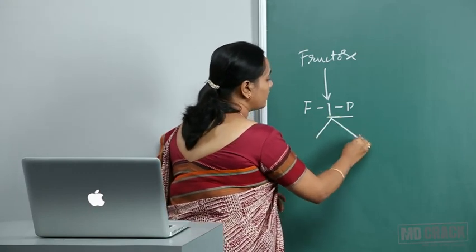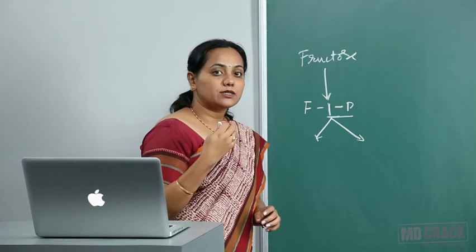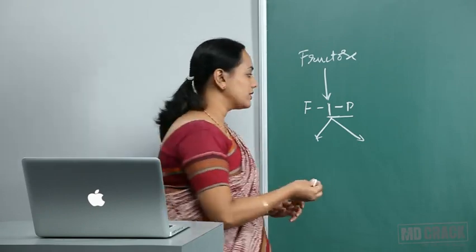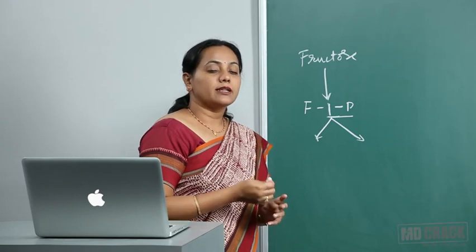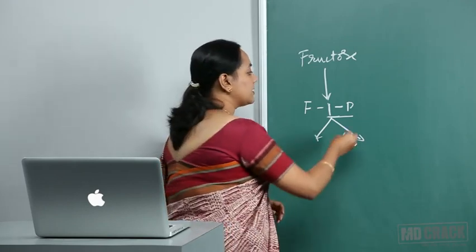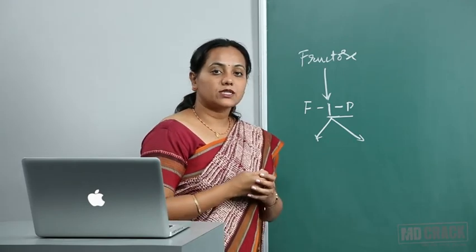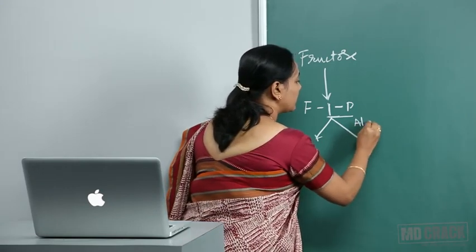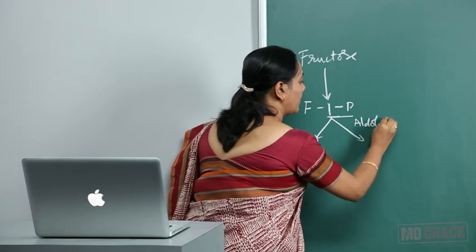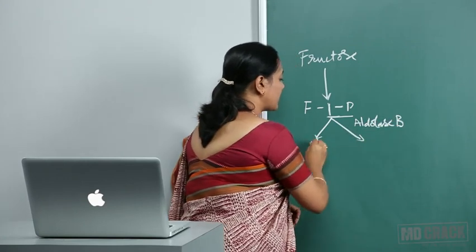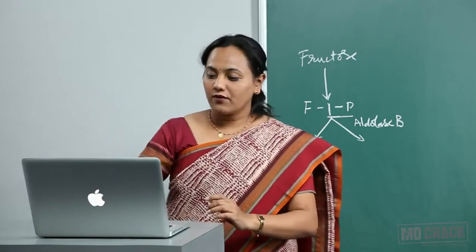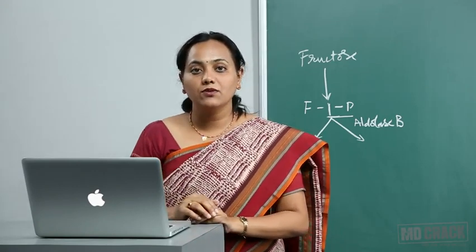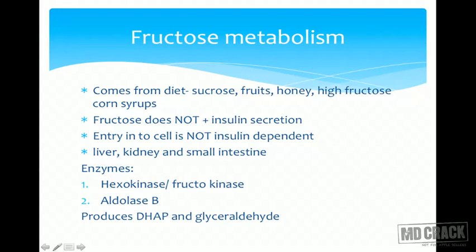by an enzyme similar to the enzyme found in glycolysis, that is also aldolase. Only thing is, the aldolase found in glycolysis is aldolase A, and here it is called aldolase B. What are the products formed here? The products formed are dihydroxyacetone phosphate and glyceraldehyde. I have written it out here: it produces DHAP, dihydroxyacetone phosphate, and glyceraldehyde.